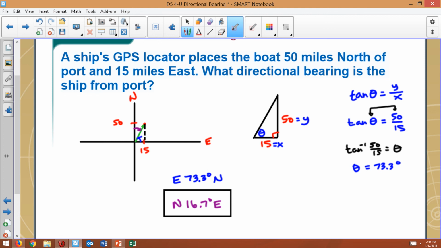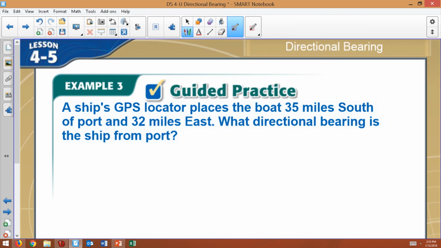Now I have one for you to try. Again, this is an acceptable answer. It's just the best is going from the North Pole. They usually would go from the north or the south if possible. So now I have one for you to try. See what you can do with this one.